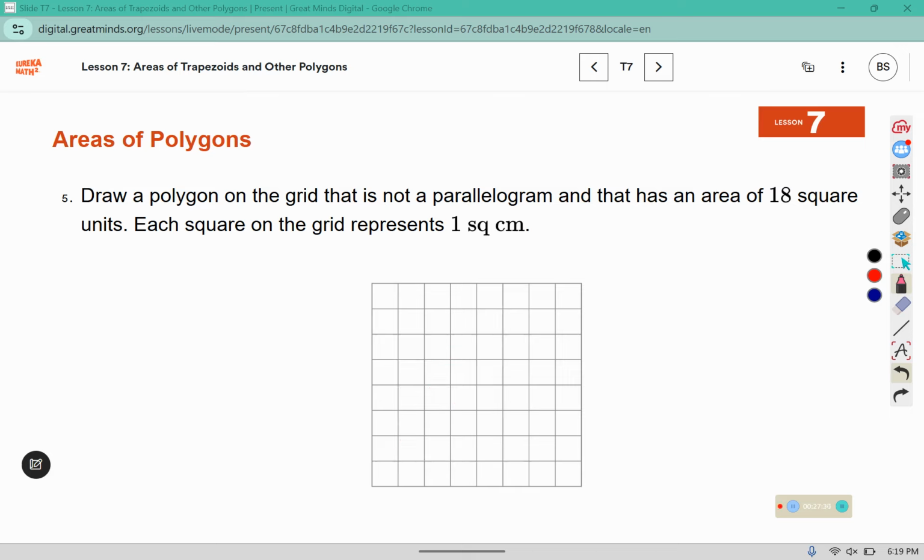You might even make a trapezoid that has an area of 18. There are many correct answers to problem 5. You just need to draw one polygon, but it can't be a rectangle, a square, or a parallelogram, and it must have an area of 18.